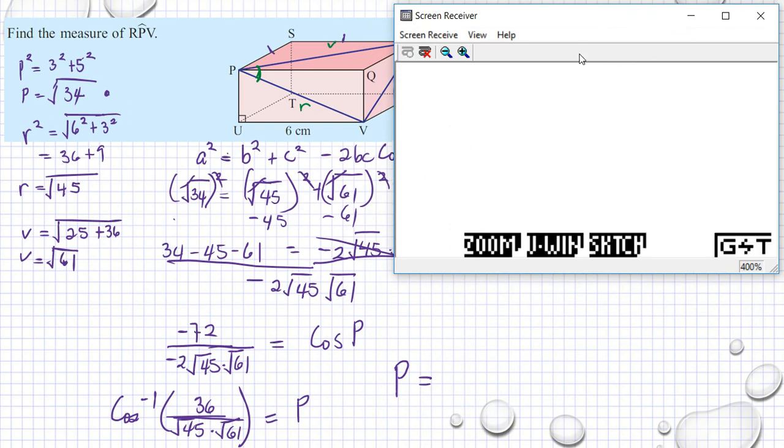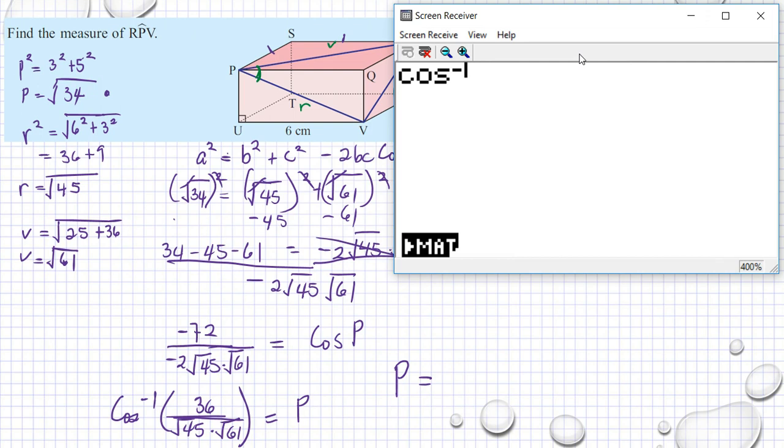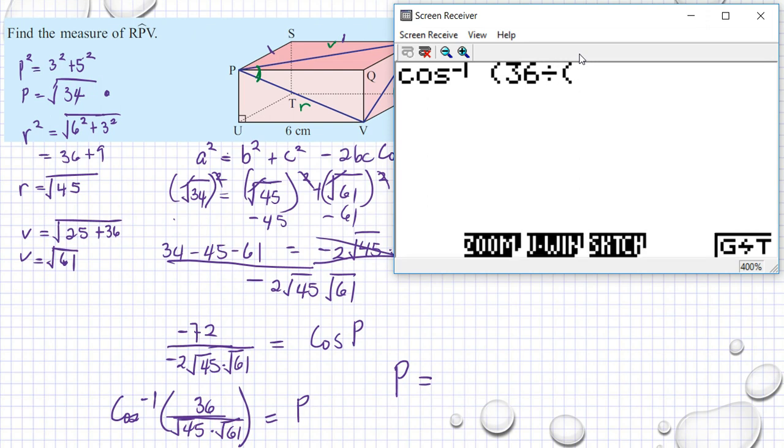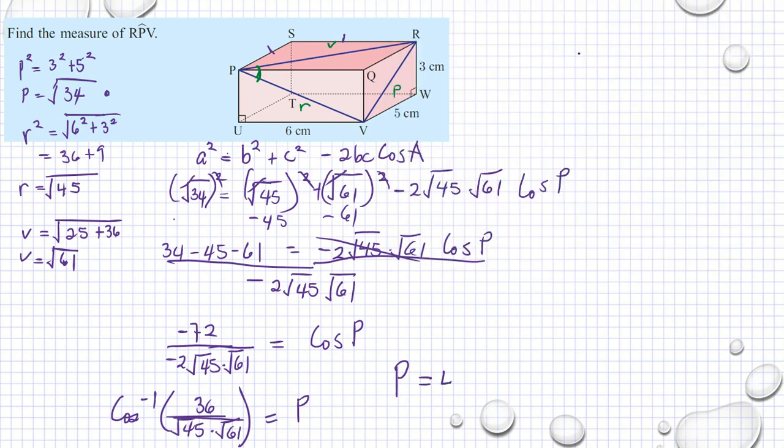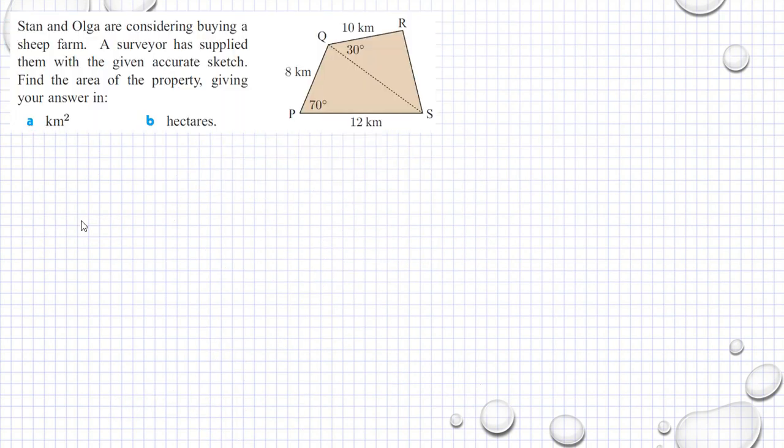We have arc cosine 36 divided by square root of 45 times square root of 61. Then we have 46.6. 46.6 degrees. One more. Stan and Olga are considering buying a sheep farm.